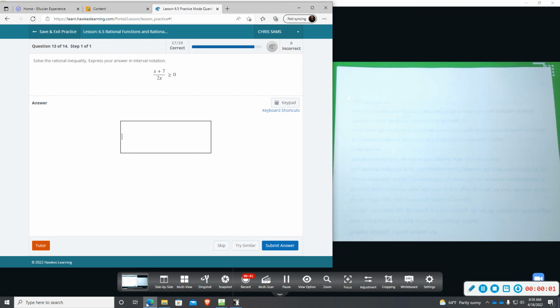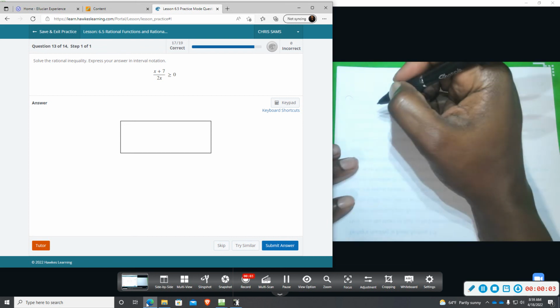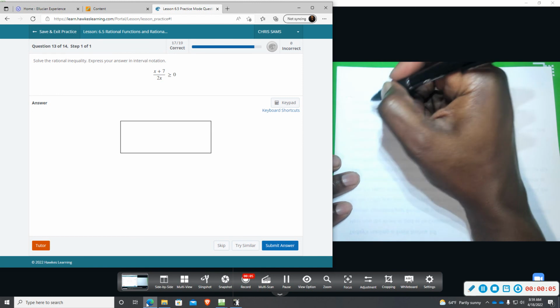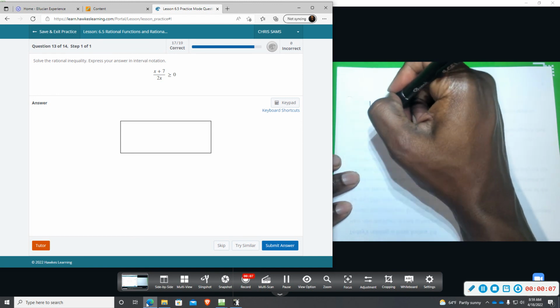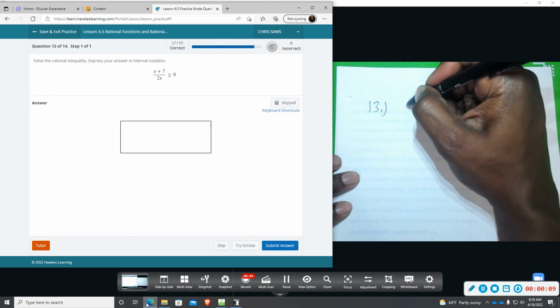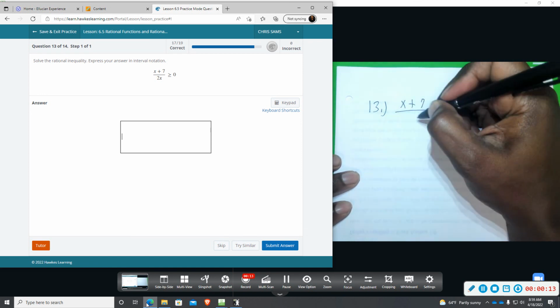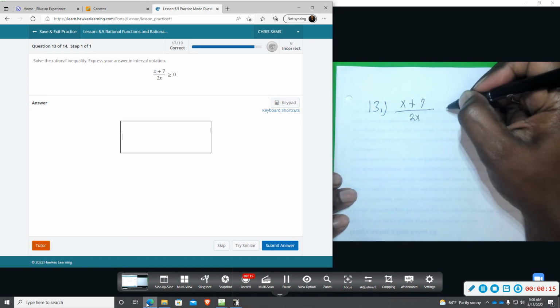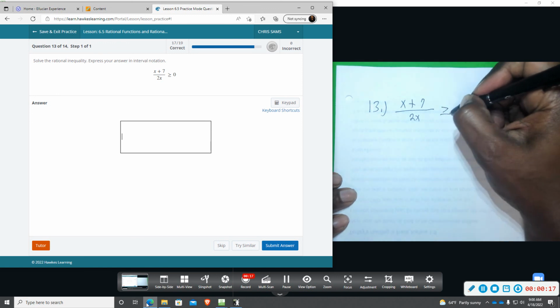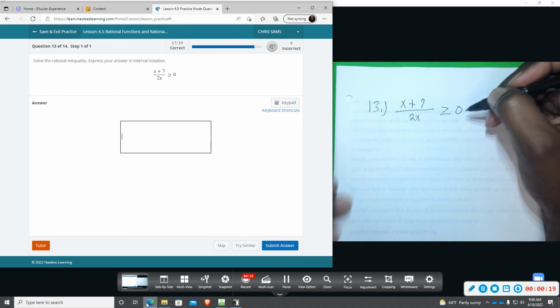All right, 13, we're going to solve this rational expression. So we have x plus 7 divided by 2x, and that is greater than or equal to 0. So this time we have equality.